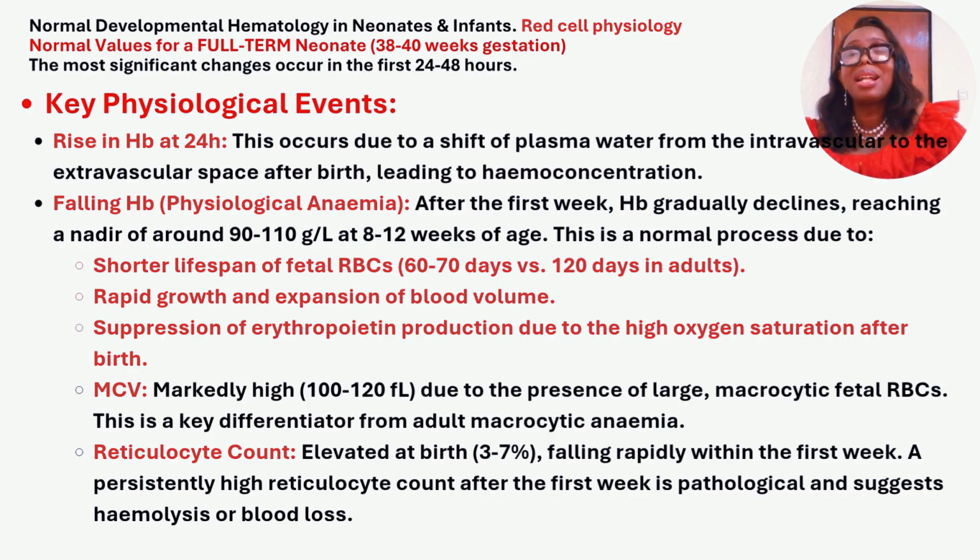Then reticulocyte count. There is elevated reticulocyte count at birth, as high as between 3 to 7%. And then this falls rapidly within the first week. A persistently high reticulocyte count after the first week is pathological and suggests hemolysis or blood loss in the neonates.